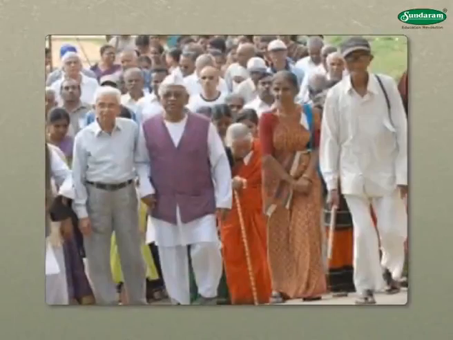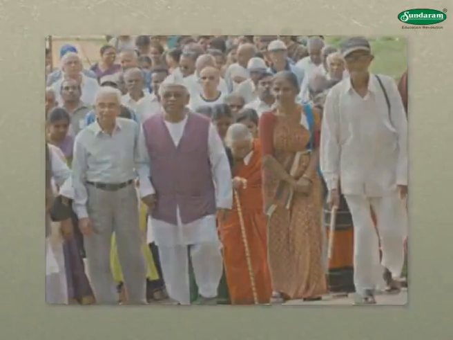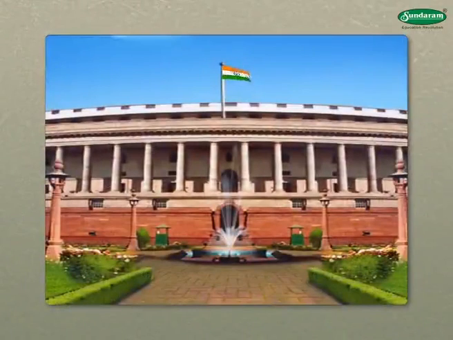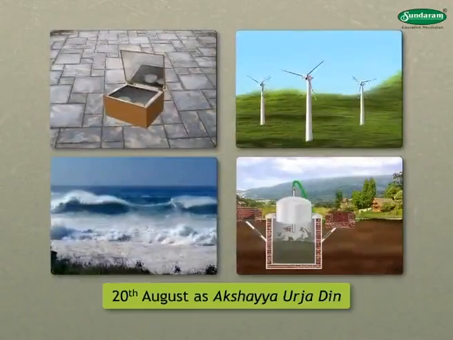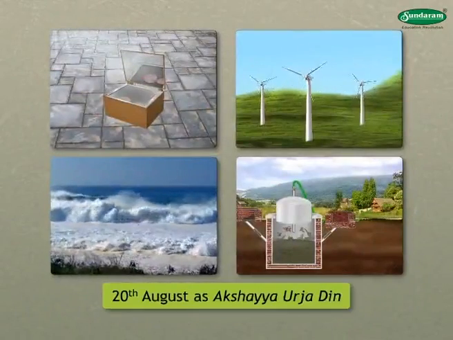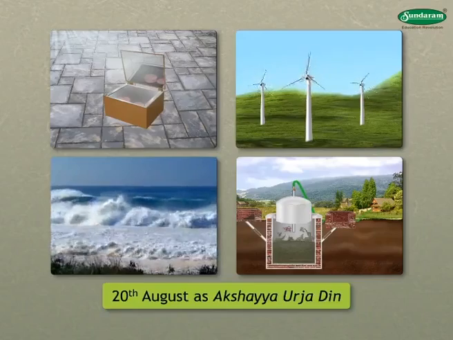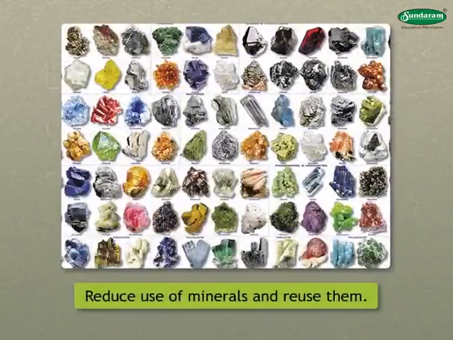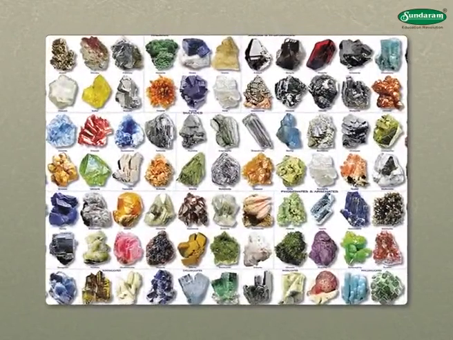To make people aware of the importance of alternative sources of energy, the Ministry of Renewable Energy of the Government of India observes 20th August as Akshaya Urja Din. To save other fuels, we have to take steps like reducing their use, reusing them, using them without any wastage, and avoiding their use whenever possible.